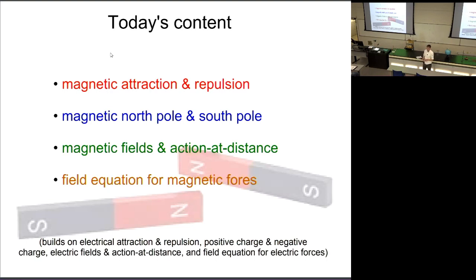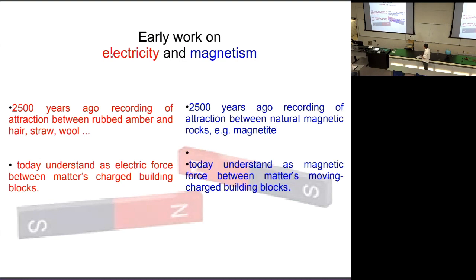This is one class that's covering 2,500 years of work on magnetism. And so, these four steps here from basically magnetic rocks up to magnetic north and south poles, the magnetic fields, to the field equation, actually took 2,500 years to accomplish, but we'll just do it in just over an hour. So this is just to get us going.